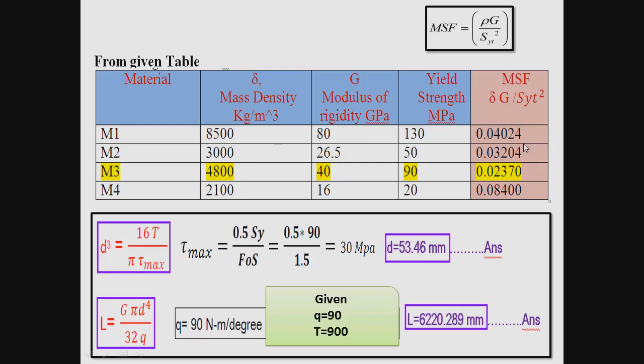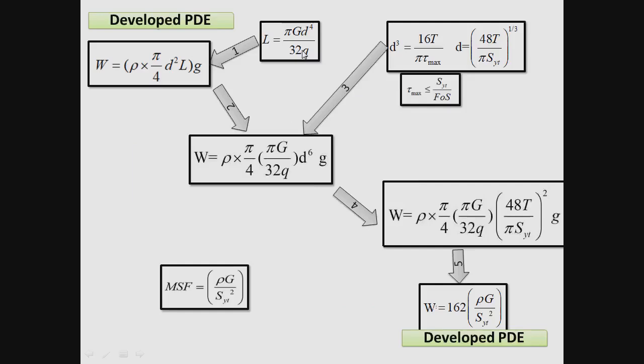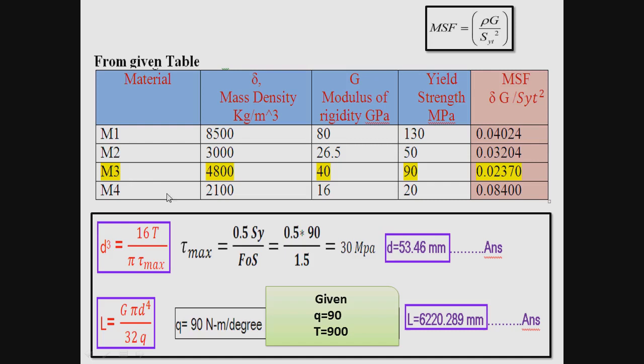Here we need to identify which MSF value is minimum. It is minimum for material number 3. So we need to select this material for the design, so that the weight of the shaft will be minimum. Selecting this material number 3, you can find the diameter.